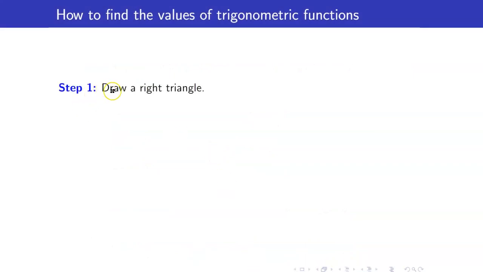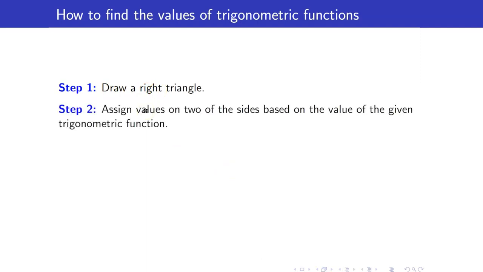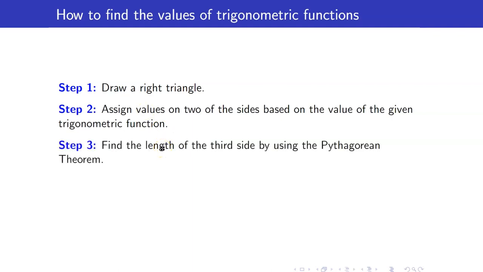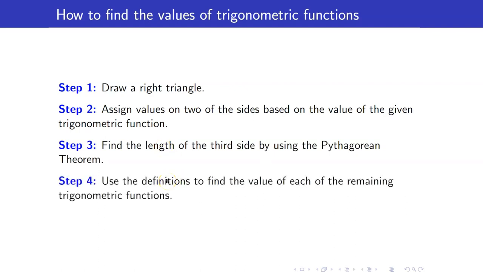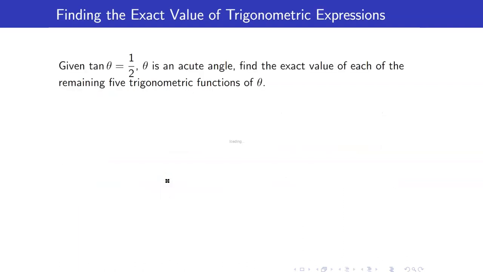So here is a summary of the steps that we did. First, you have to draw a right triangle and then assign values on two of the sides based on the value of the given trigonometric function. And then find the length of the third side by using the Pythagorean theorem. And then you're now ready to get the value of each of the remaining trigonometric functions using the definition.